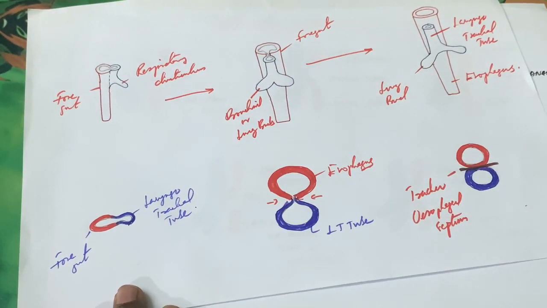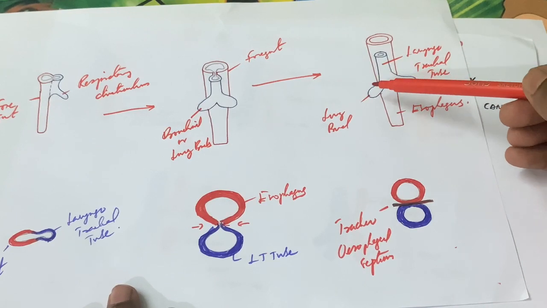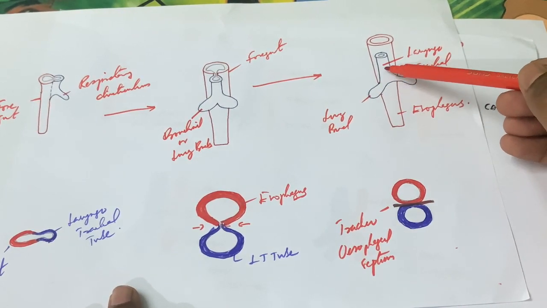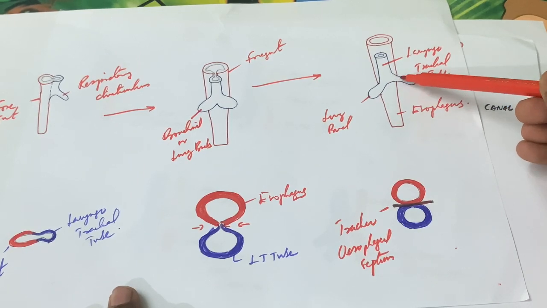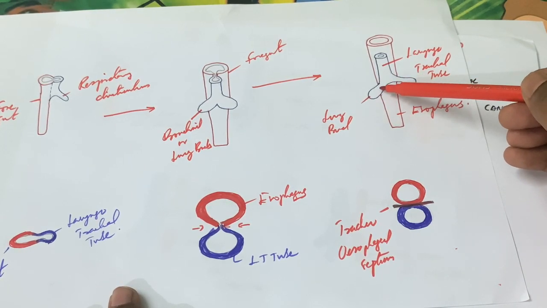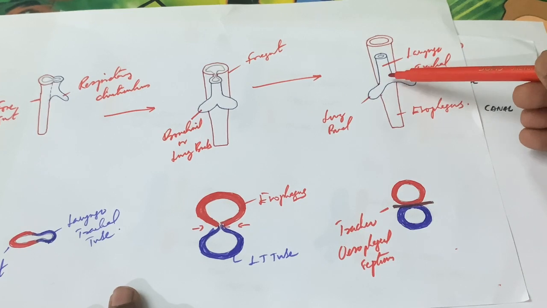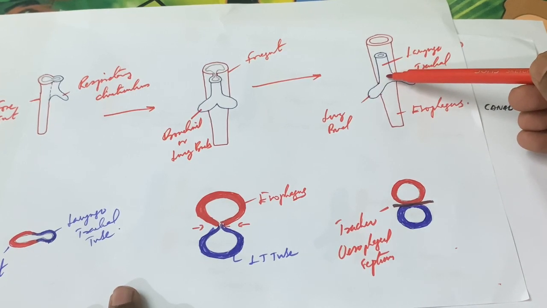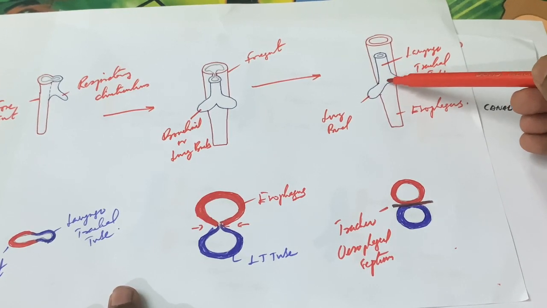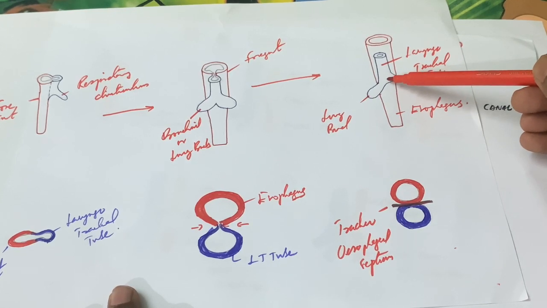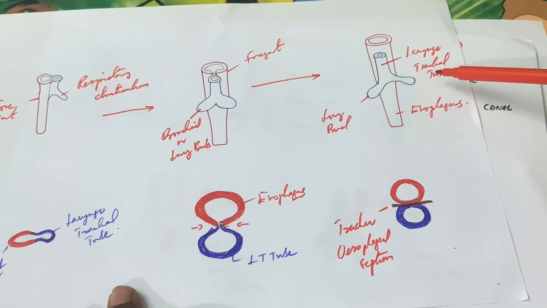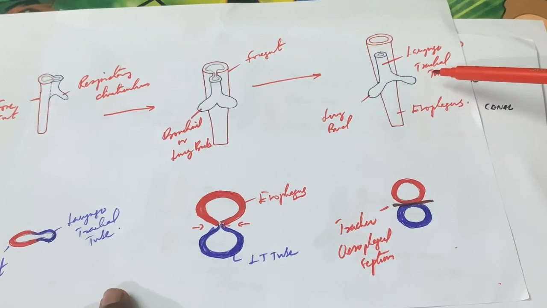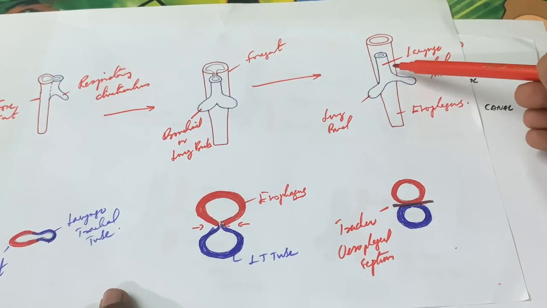Now in this slide you can see very clearly. This is the caudal part of the respiratory diverticulum, and the caudal end is becoming bifid, which in turn forms the lung buds. But the part of the respiratory diverticulum which is cranial to the bifurcation is called the laryngotracheal tube, and it forms the larynx and trachea.